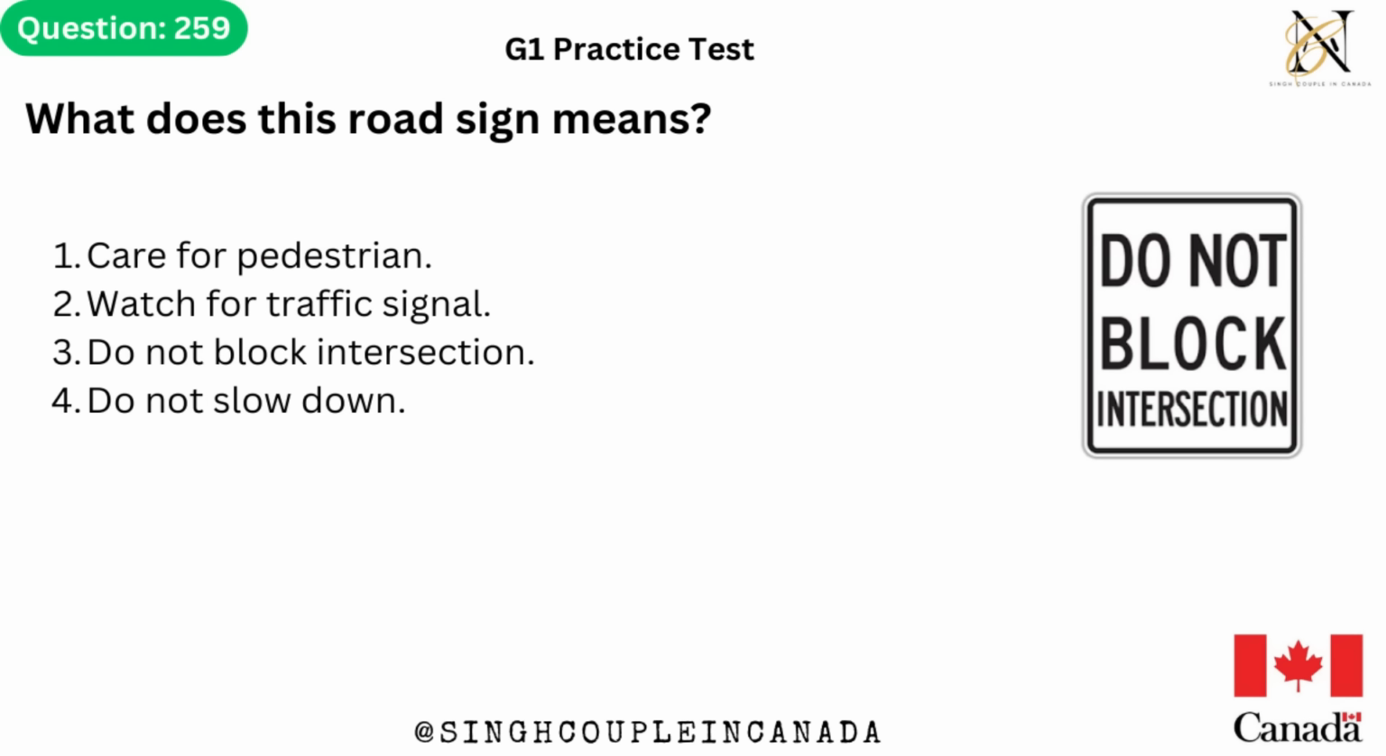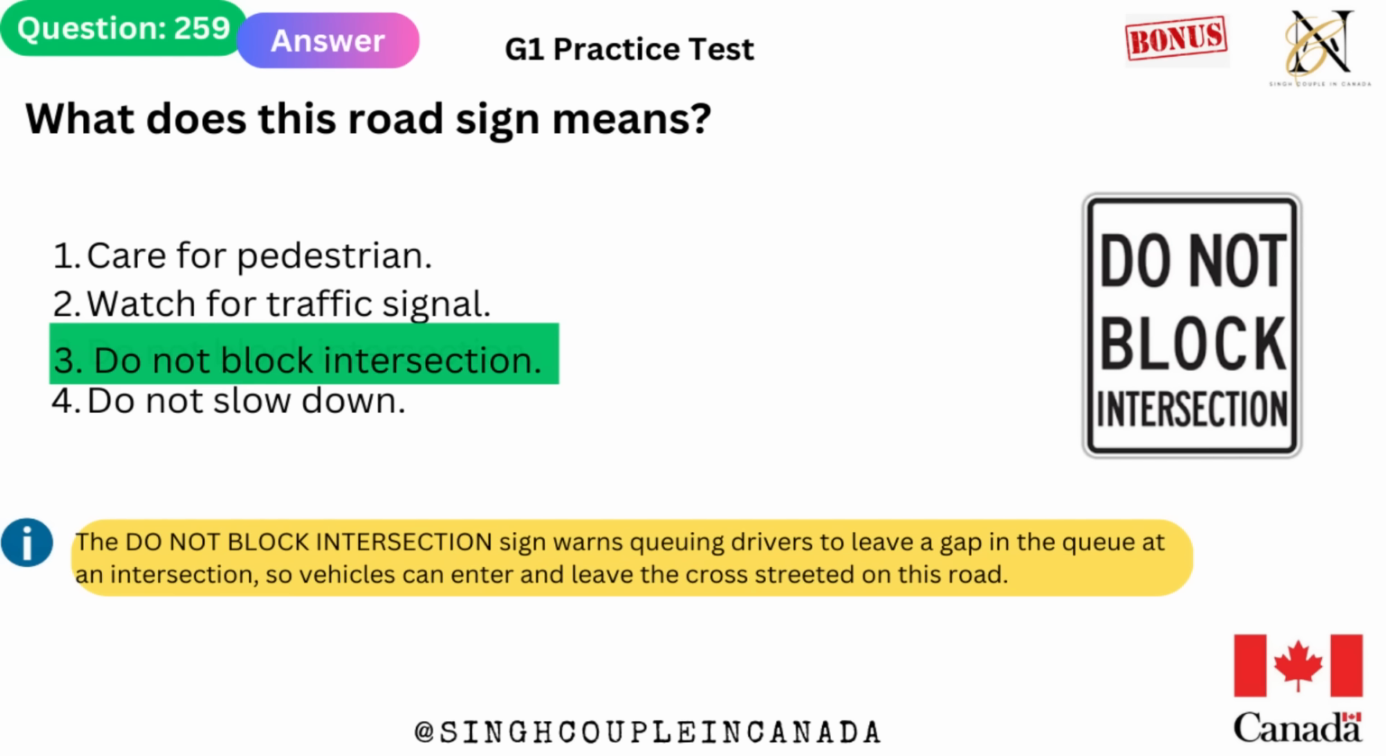What does this road sign mean? 1. Care for pedestrian. 2. Watch for traffic signal. 3. Do not block intersection. 4. Do not slow down. The answer is 3. Do not block intersection. The Do Not Block Intersection sign warns queuing drivers to leave a gap in the queue at an intersection, so vehicles can enter and leave the cross street on this road.